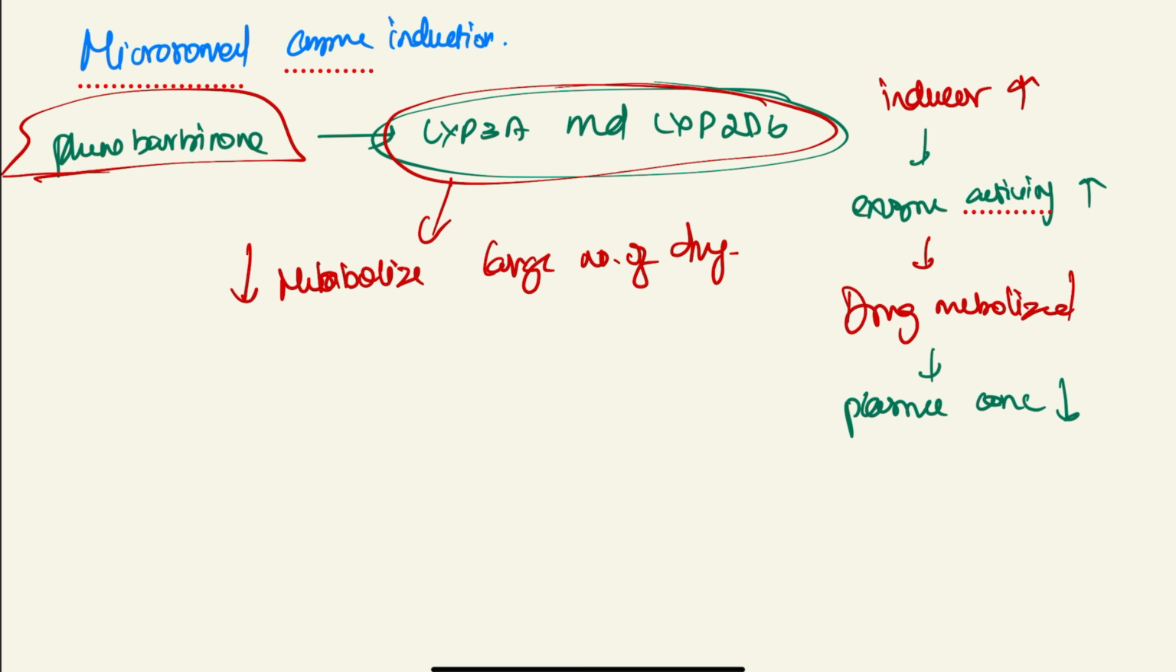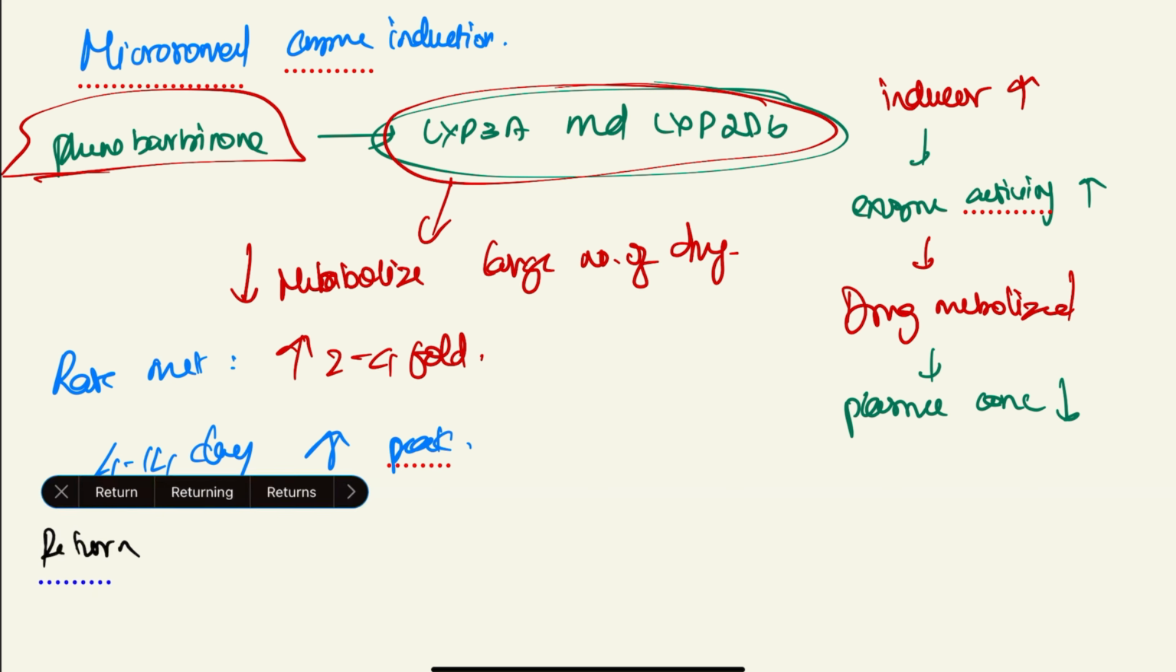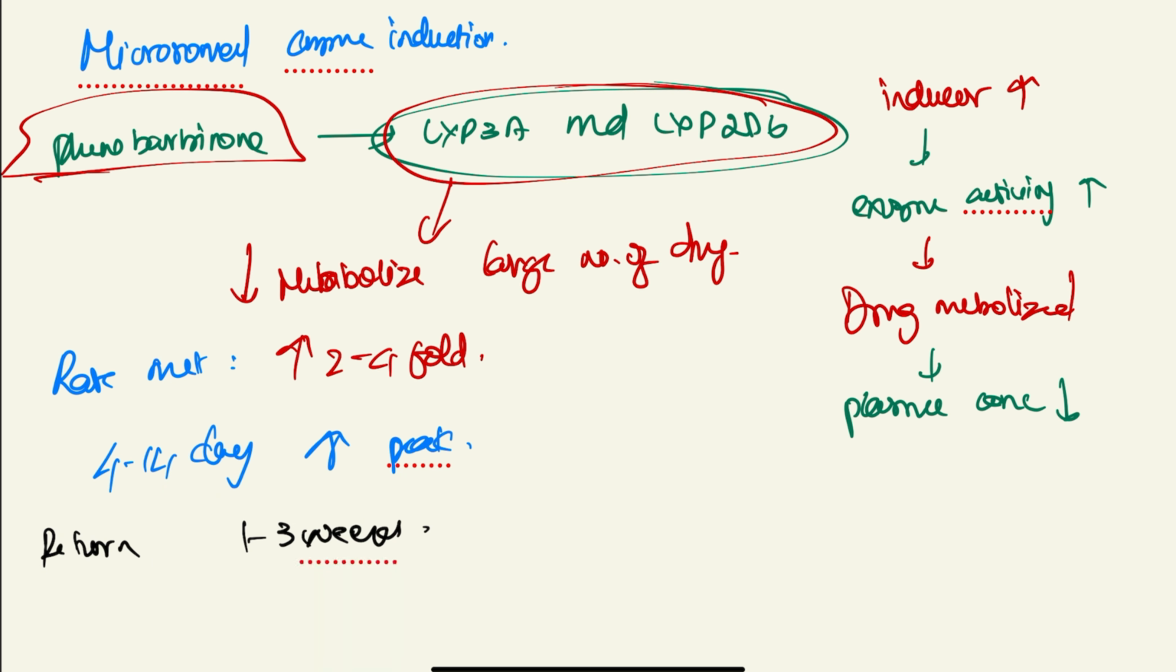Now who will induce these enzymes? Phenobarbital will induce these enzymes so that the rate of metabolism increases 2 to 4 fold. The metabolic rate will stay at peak for 4 to 14 days. Then it will return to its normal level in 1 or 2 weeks. So when you increase the inducer, the enzyme activity will increase so that the drug is metabolized faster, so that the plasma concentration of the drug in our body is decreased.